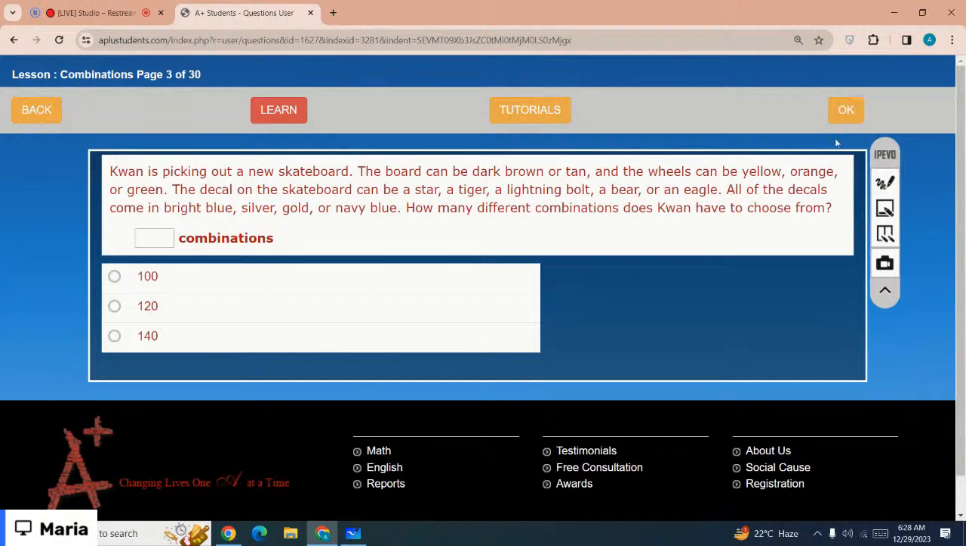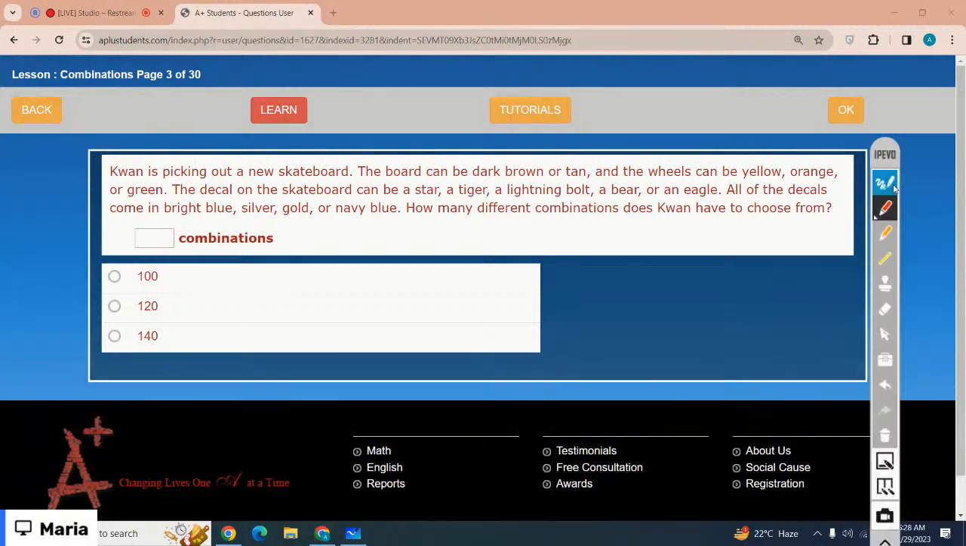Okay, hold on. So many choices. Dark brown or tan, two from here. The wheels can be yellow, orange, or green, three from here. Then for the decal, star, tiger, lightning bolt, and so on, five from here. And for the colors, you have one, two, three, four. Right? So the numbers are two, three, four, and five. So which is the correct option?